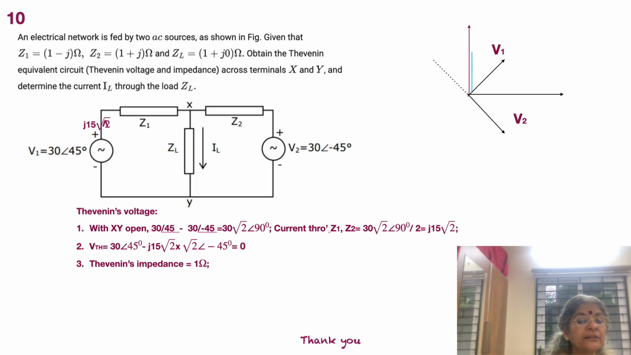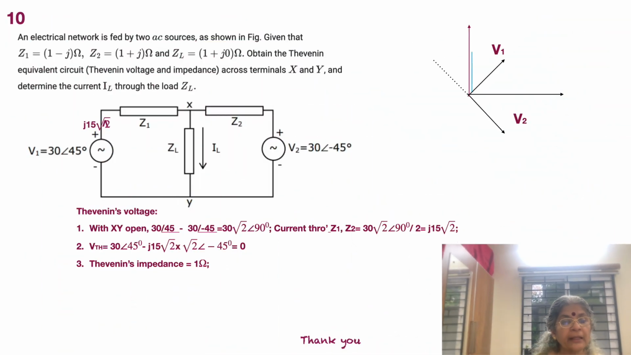Obtain the Thevenin's equivalent circuit, Thevenin's voltage and impedance across terminals XY. So you are going to open circuit the XY terminals. Obviously, Z1 and Z2 are going to come in series across X and Y. Then determine the current IL through the load ZL. So we are going to find out the Thevenin's voltage first.